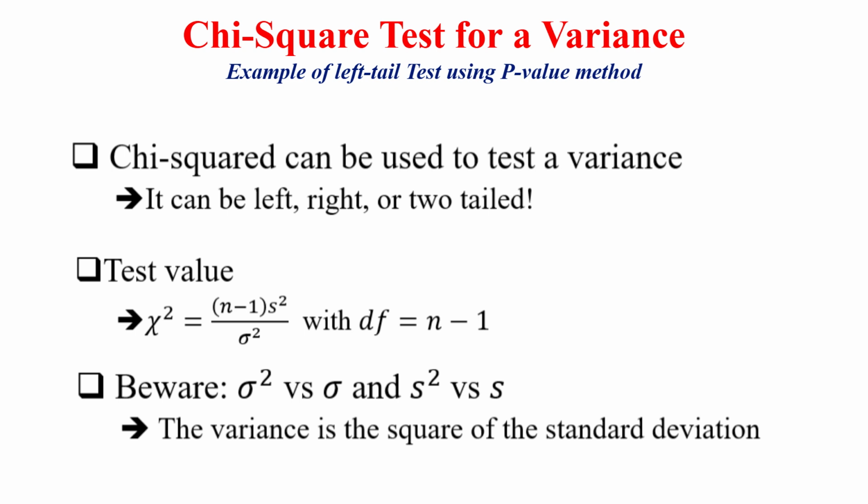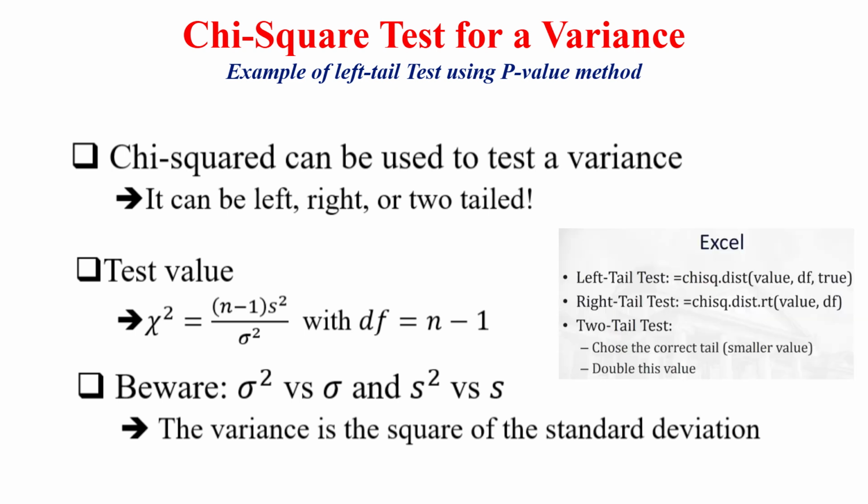The chi-squared also has the degrees of freedom. It's going to be the sample size minus 1. In Excel, we can calculate the areas for our p-values. If it's a left-tail test, we'll use chi-sq.dist, open a parentheses, we'll type in the value of chi-squared, comma, the degrees of freedom, comma, and we'll always say true to get the cumulative probability.